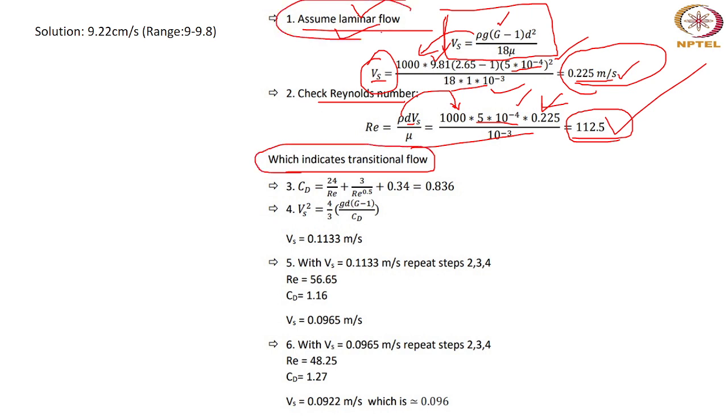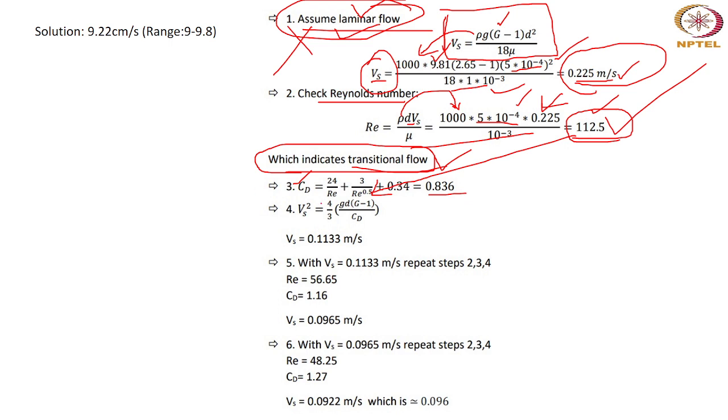So our assumption was not true, right? It was not true. So now we have to calculate for transitional flow. Then there will be the drag coefficient CD for transitional flow. That is nothing but 24 divided by Re, the Reynolds number, plus 3 divided by Re to the power 0.5, plus 0.34. If you put this Reynolds number 112.5 into this equation, you will get the drag coefficient CD as 0.836, right?